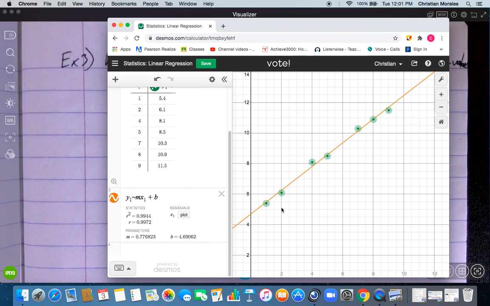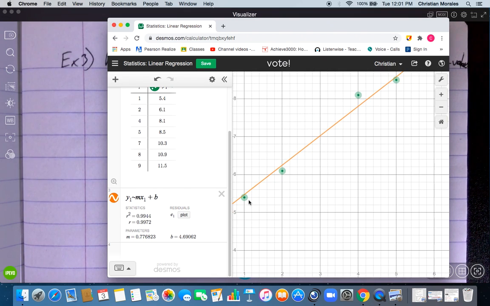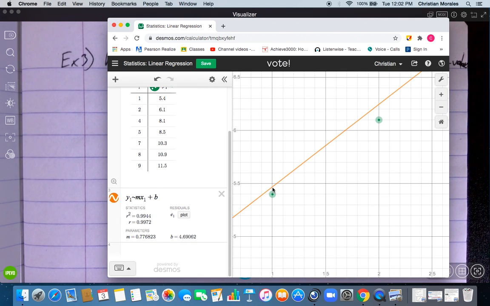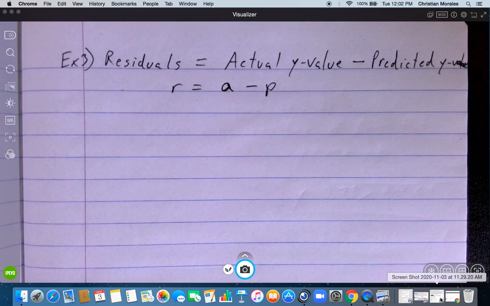And the way they calculate it is by taking the point, the actual number, which is the point 5.4, and you subtract what the line says should happen. So if the line says it would be right here, at this point, you would take that and compare it to this. And that's what residuals do, okay? So let me put this away. Let's go to this example over here.